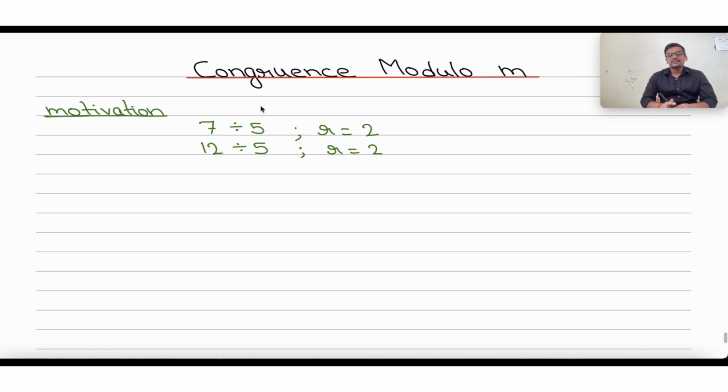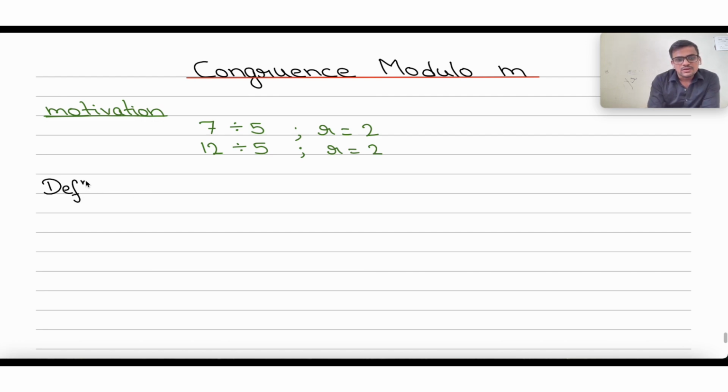So what is happening here? We are taking two numbers, 7 and 12, and when we divide by 5, they give the same remainder 2. So in such a situation, we will say that 7 and 12 are two integers which are congruent modulo 5. So we will write the definition first, congruent modulo M.